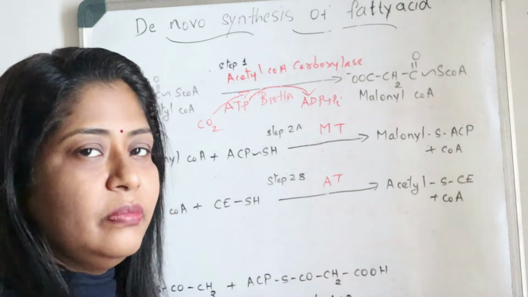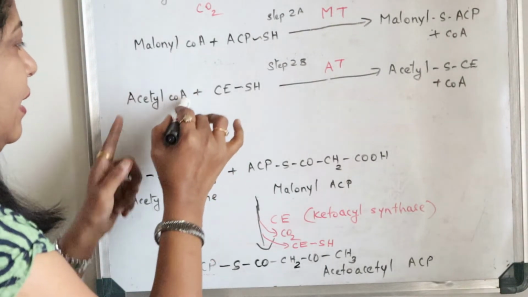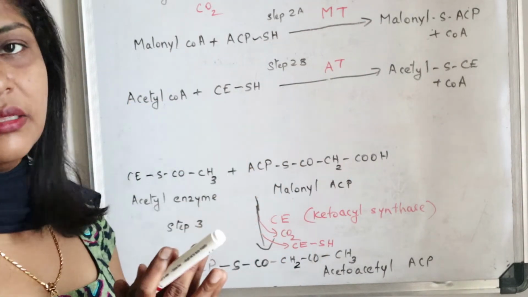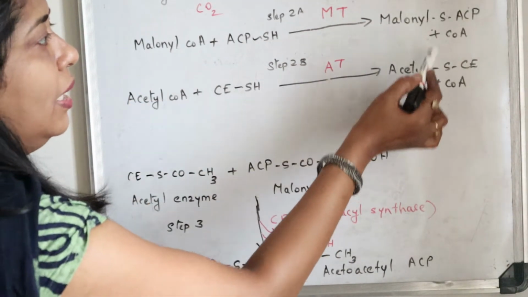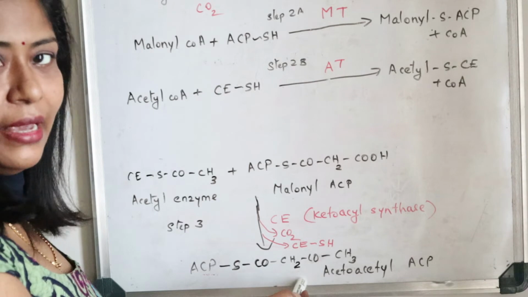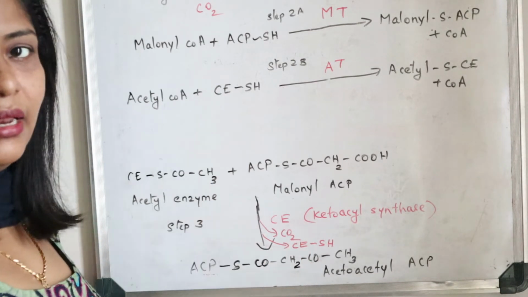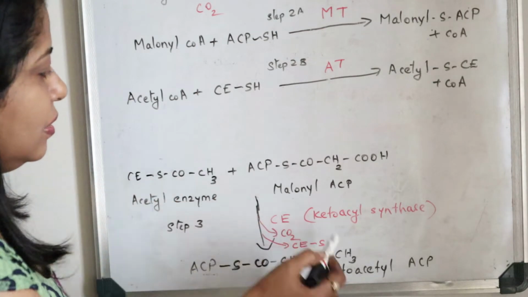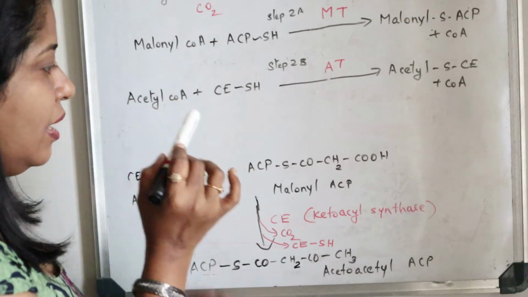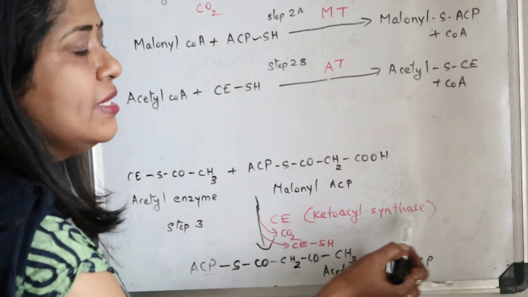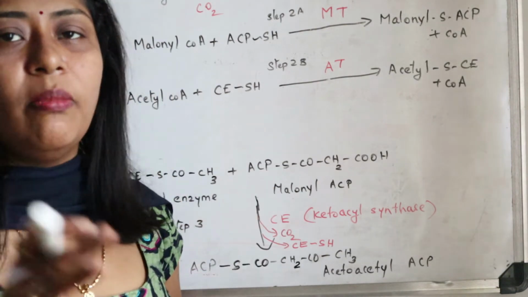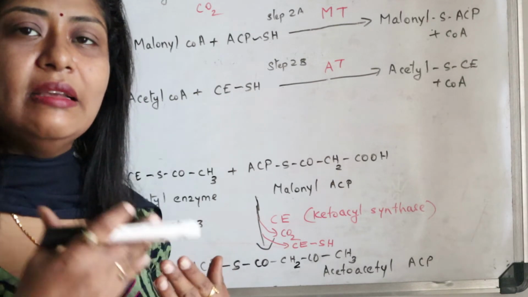Now let us see the third step. Here this acetyl enzyme and this malonyl-ACP condense to produce acetoacetyl-ACP, or beta-ketoacyl-ACP. Definitely the condensing enzyme is released, and one carbon dioxide is also released. It is catalyzed by the enzyme ketoacyl synthase, or condensing enzyme, which is the first enzyme present in that multi-enzyme complex system.